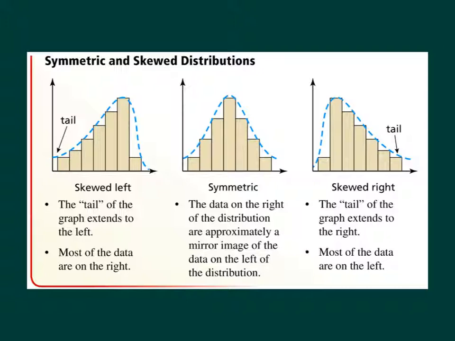When the whisker extends to the left, we call that skew left. The opposite is true if it's skewed right, when most of the data are on the left side. The histogram demonstrates that there's a larger number of data points on the left. The tail extends to the right, and that's going to be skewed right, very similar to the box and whisker plots once again. Finally, we have what we like to see, which is called symmetric.